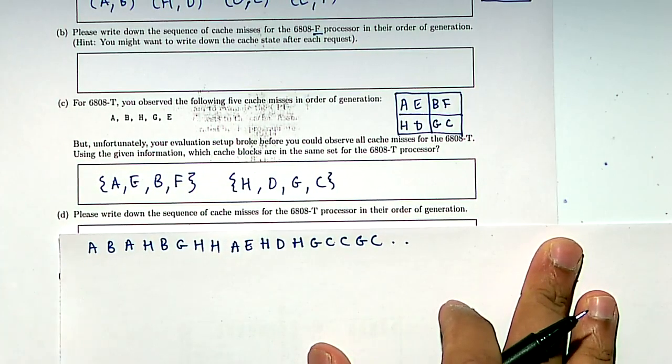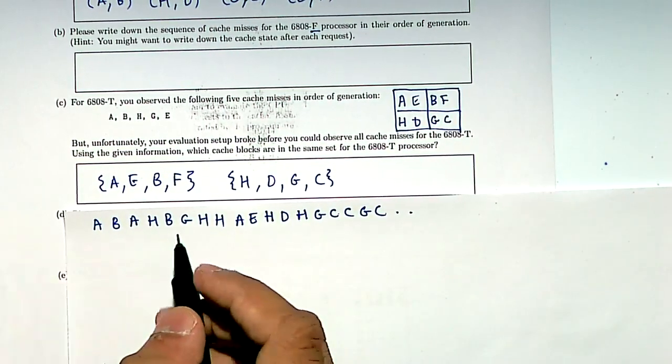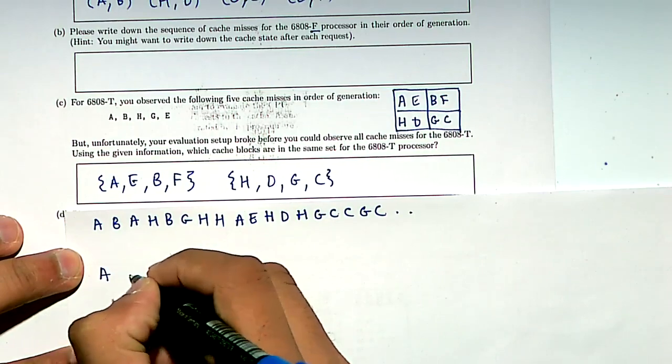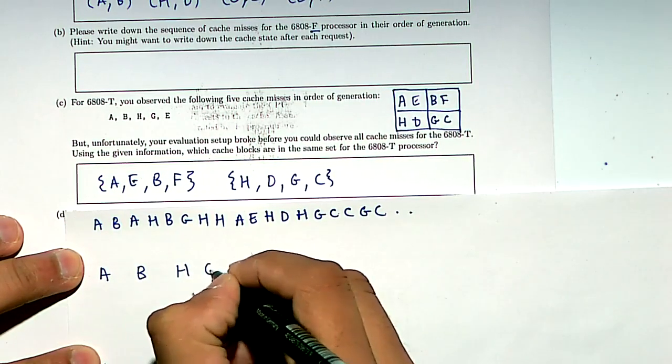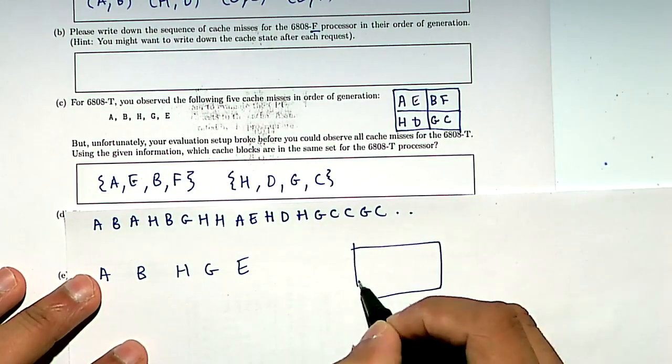Okay, so let's go through this again. This one's a little interesting. I'm going to do the same thing we did before, where I write this down here and we trace the misses. So we have A, B, H, G, E, which are our sequence of misses. We start off with an empty cache.